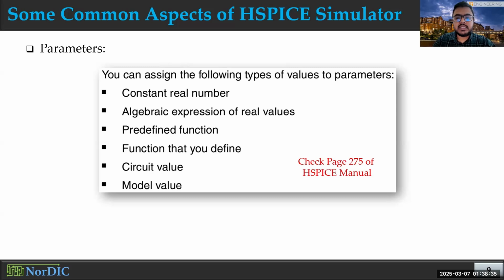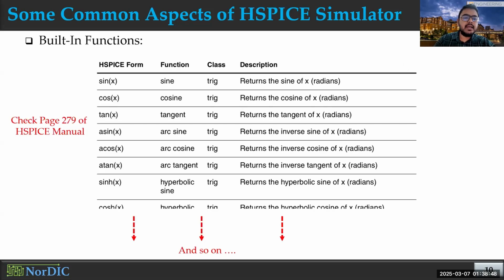And again, you can use some values from the external models that you are importing with the dot include, dot lib, dot hdl commands. You can use some values from those models to define some parameters in your .sp file. Then again, I mentioned HSPICE has all the basic functions built in. So these are some of the trigonometric functions which are available, and this list goes on, and you can have a look at the HSPICE manual where you have the complete list of all the built-in functions in HSPICE, and you can use those functions to define the parameter values.